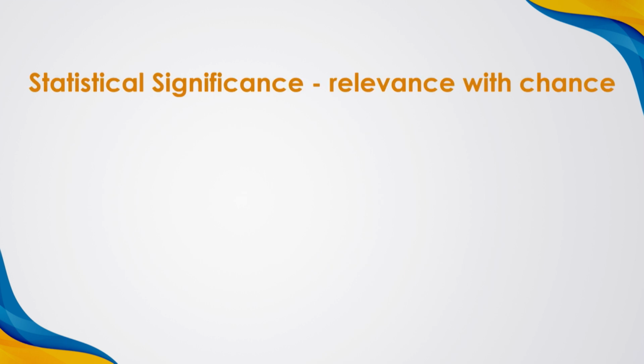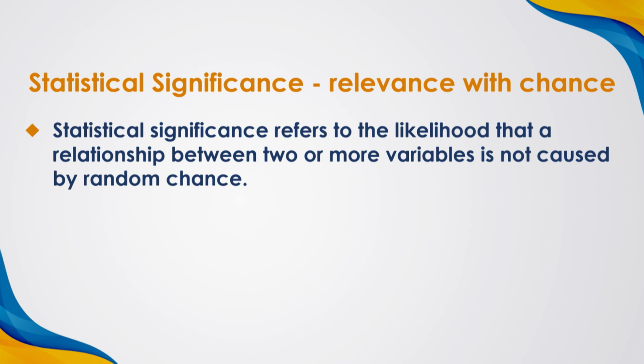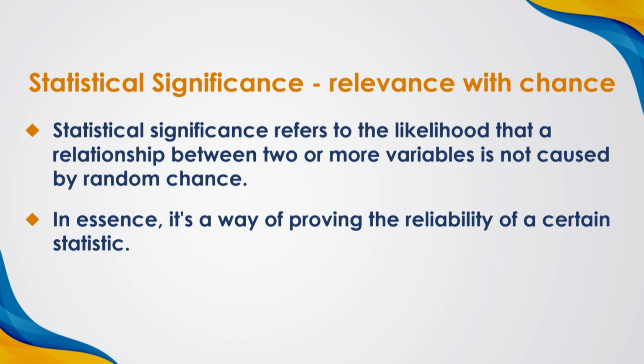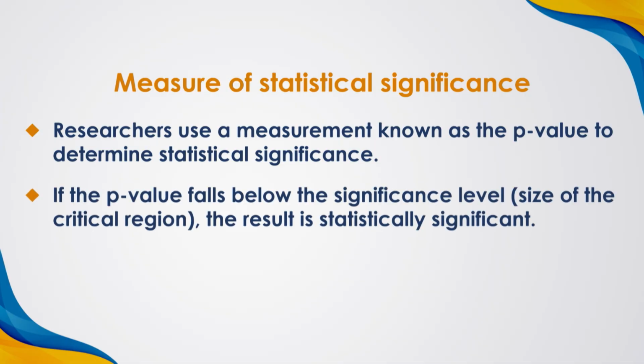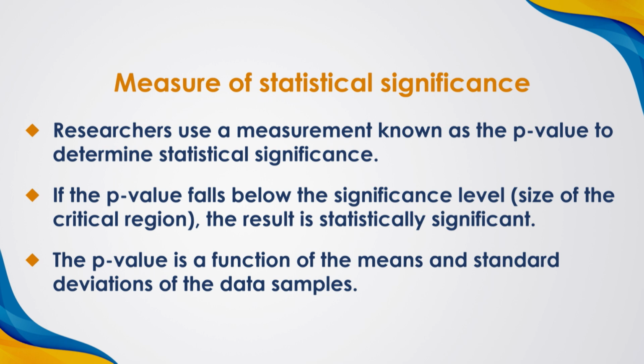Statistical significance and relevance with chance. Statistical relevance refers to the likelihood that a relationship between two or more variables is not caused by random chance. In essence, it is a way of providing the reliability of a certain statistic. Its two main components are sample size and effect size. Measure of statistical significance: researchers use a measurement known as the p-value to determine statistical significance. If the p-value falls below the significance level, that is the size of the critical region, the result is statistically significant. The p-value is a function of the means and standard deviation of the data samples.